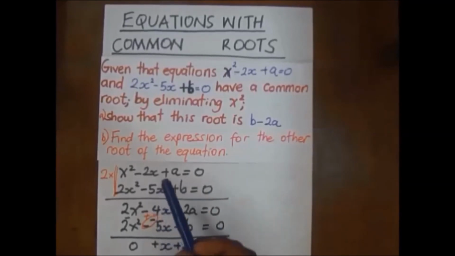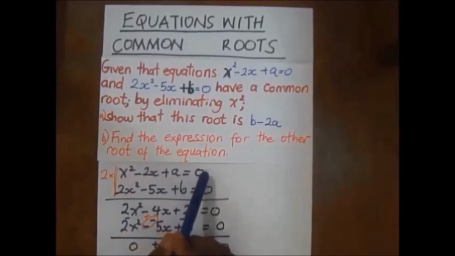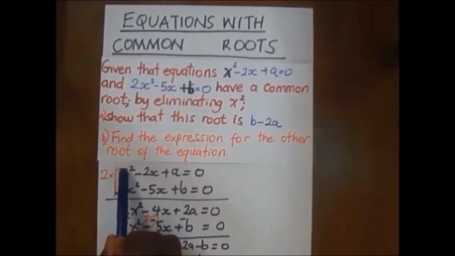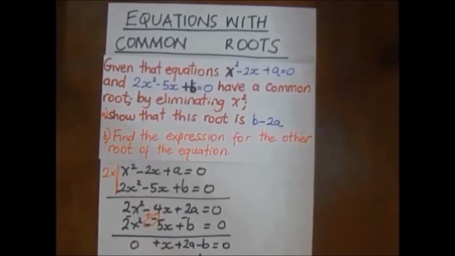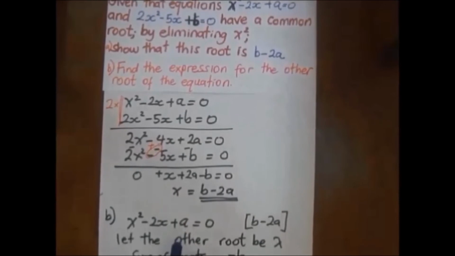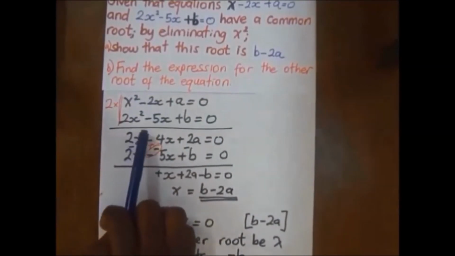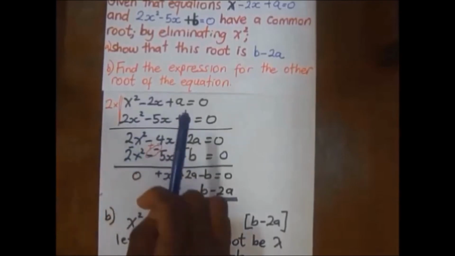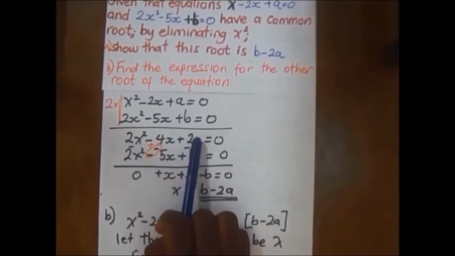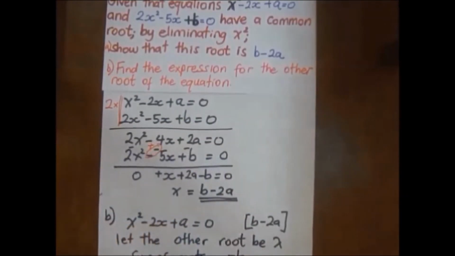So we multiply this coefficient of x here into the whole of the first equation, so that in so doing you make 2x squared also have a coefficient of 2. So here what we shall do, we shall get these 2 and multiply through. 2 times x squared is 2x squared, 2 times negative 2x is negative 4x, then 2 times a is 2a is equal to 0. Then the second equation simply remains the way it is.